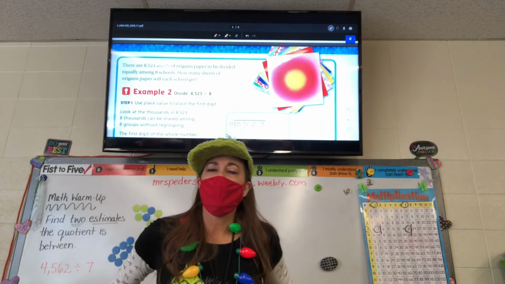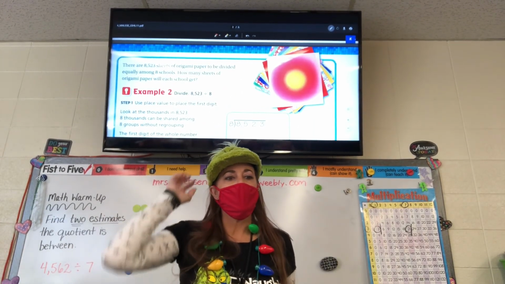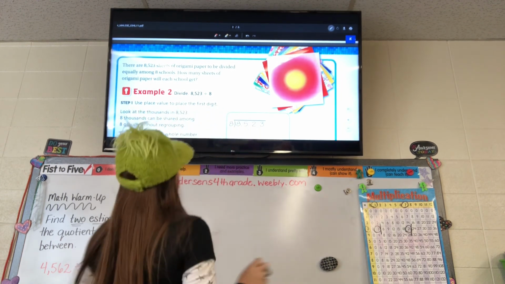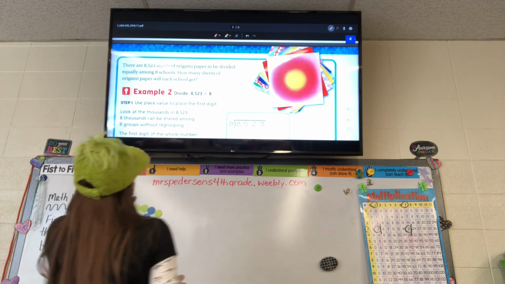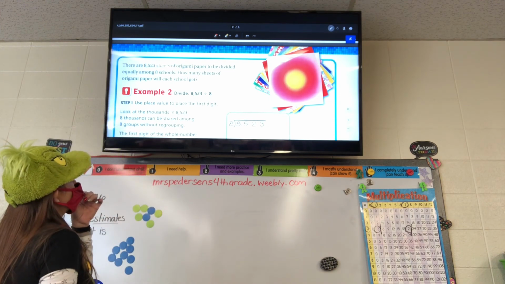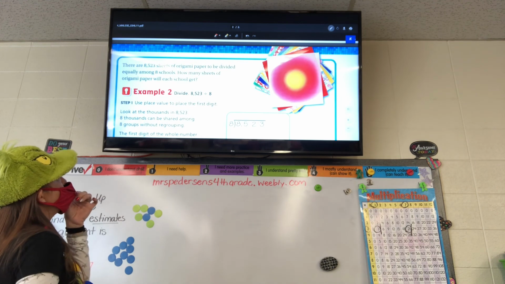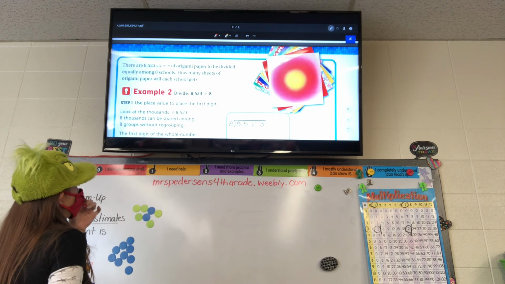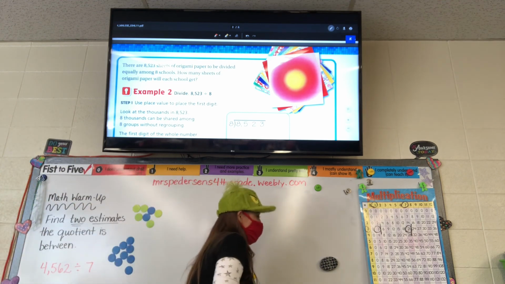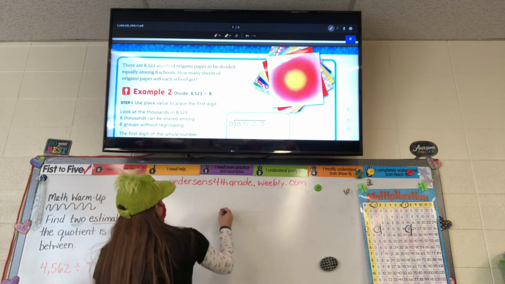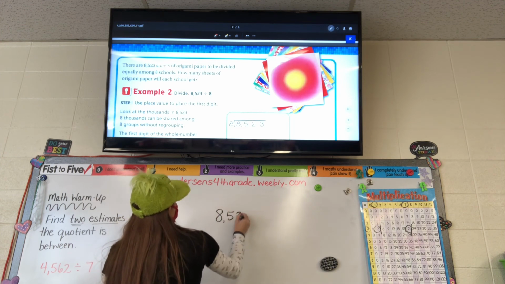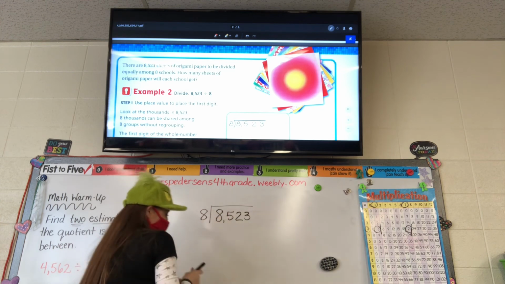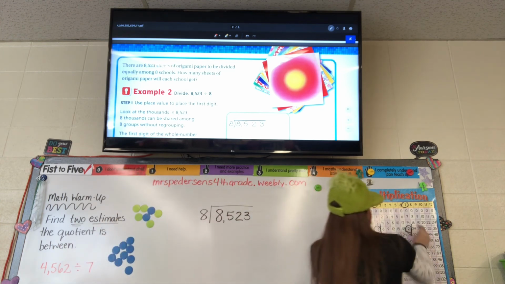Okay, we are on lesson 4.11 today, which is division with regrouping or long division. There are 8,523 sheets of origami paper to be divided equally among 8 schools. How many sheets of origami paper will each school get? So here's our problem. 8,523 divided by 8.